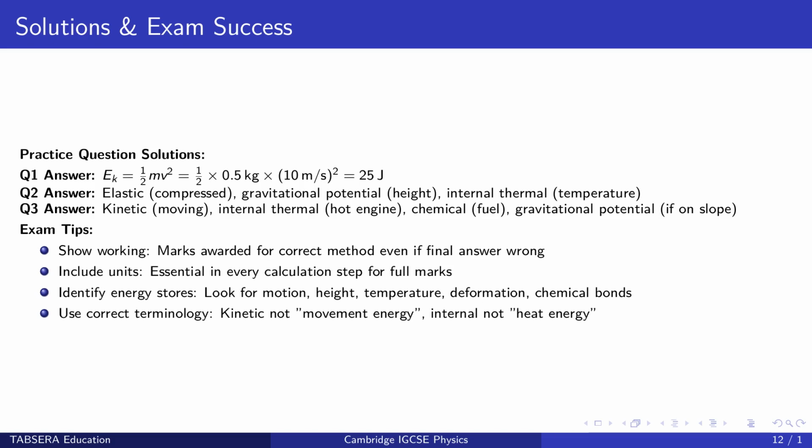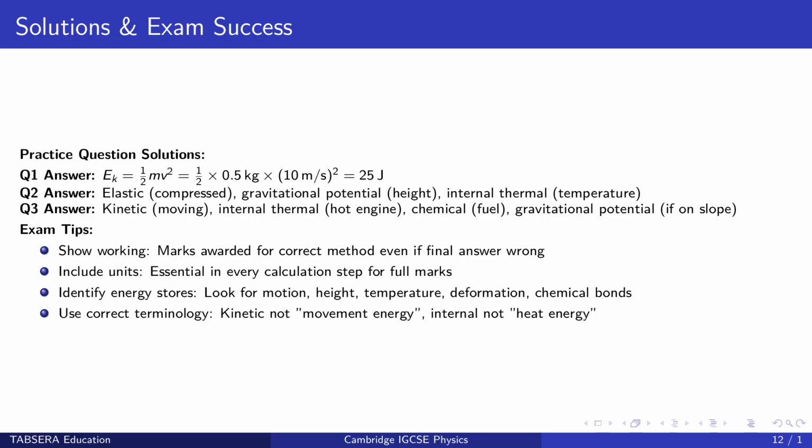Let's review the solutions to build confidence. For question 1, the kinetic energy calculation. Ek equals 1/2 mv squared equals 1/2 times 0.5 kilograms times 10 meters per second, all squared. 10 squared is 100, so we get 1/2 times 0.5 times 100 equals 25 joules.